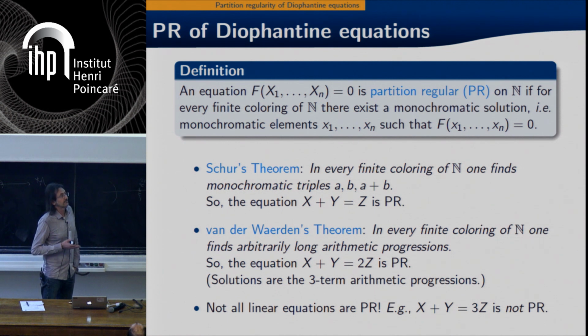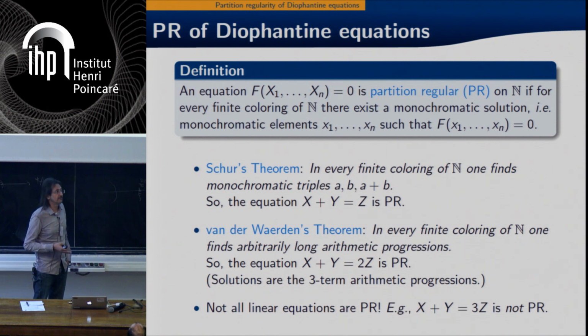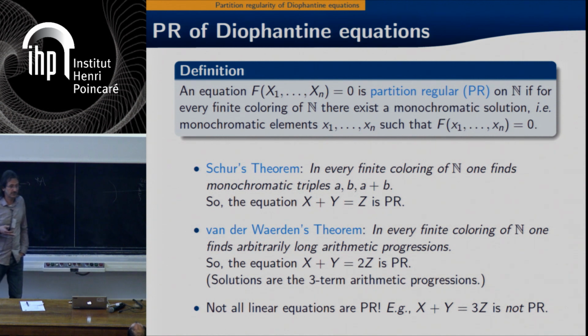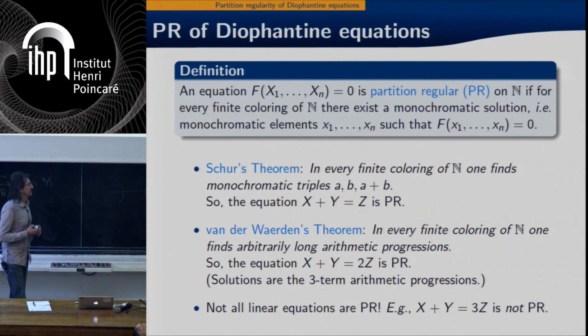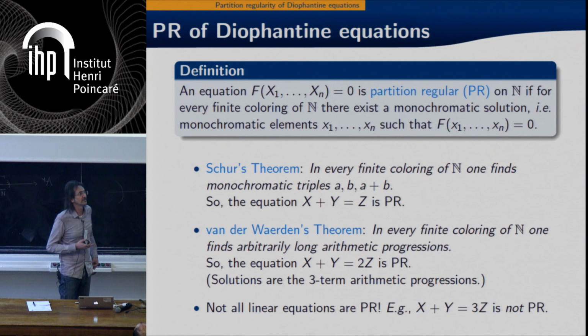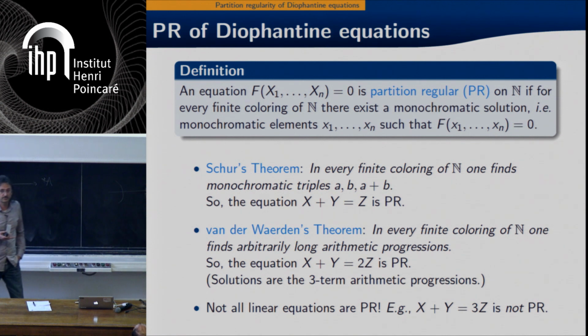So there is a celebrated theorem that goes back to 1918, I think, Schur's theorem, that says that in every finite coloring of the natural numbers, there are monochromatic triples a, b, a plus b. This is just a straightforward application of Ramsey's theorem, but at that time it was a central point in proving that Fermat's last theorem was false in arbitrarily large finite fields. And Schur's theorem can be rephrased by saying that the equation x plus y equals z is partition regular.